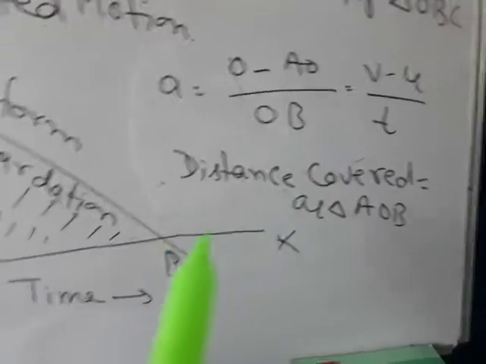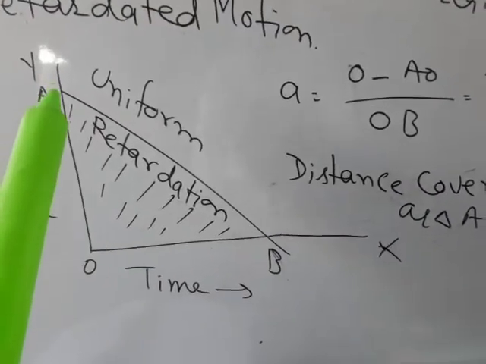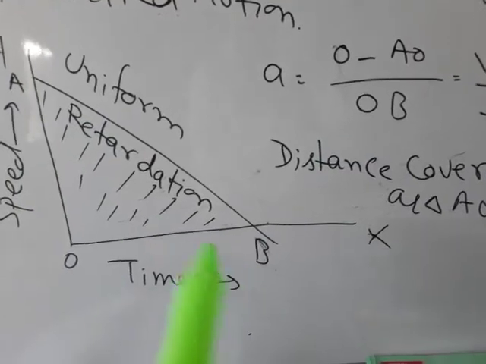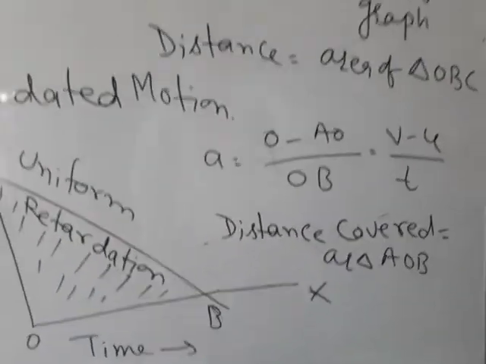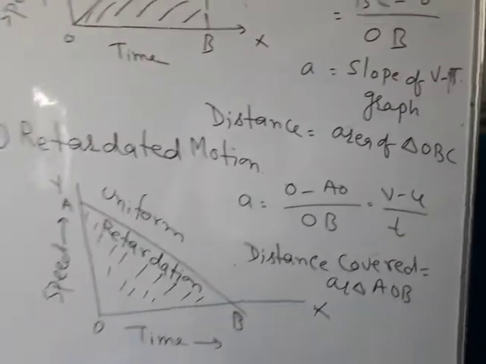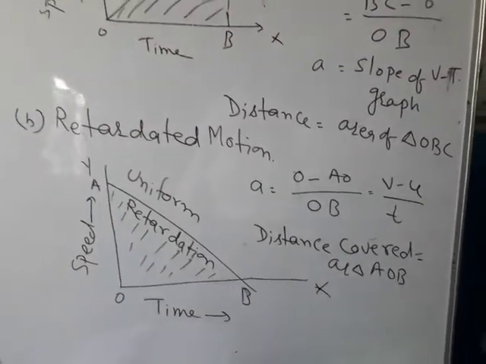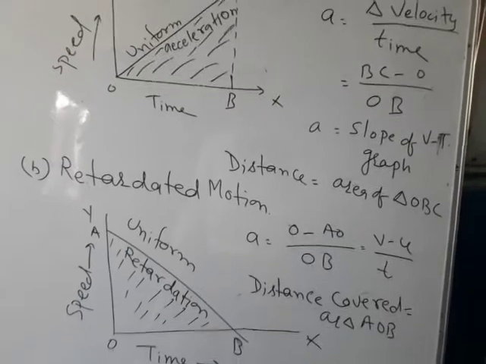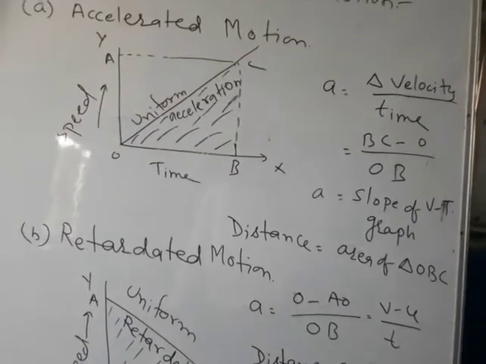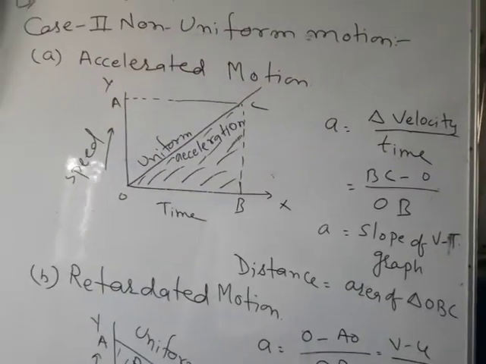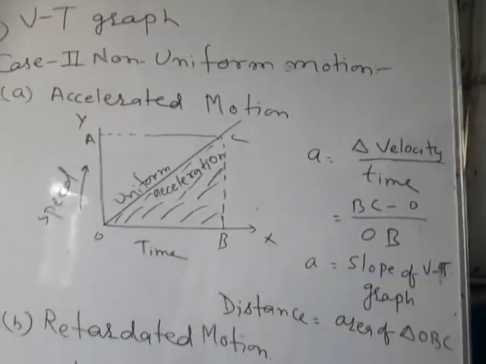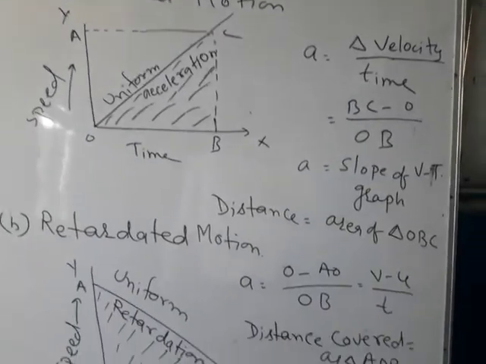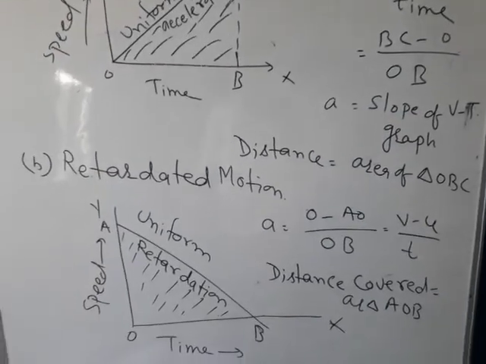Distance covered equals the area of triangle AOB, because in the v-t graph the distance covered by a moving body is equal to the area enclosed by the v-t graph with the time axis.